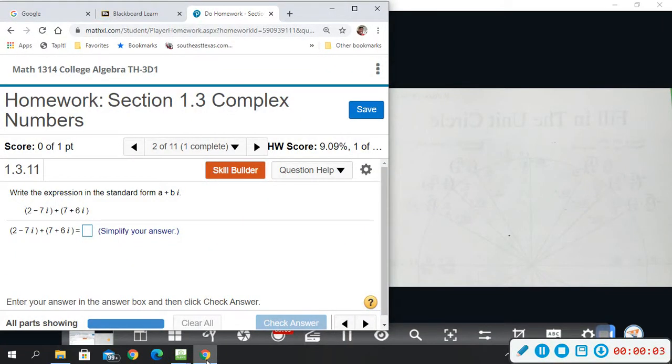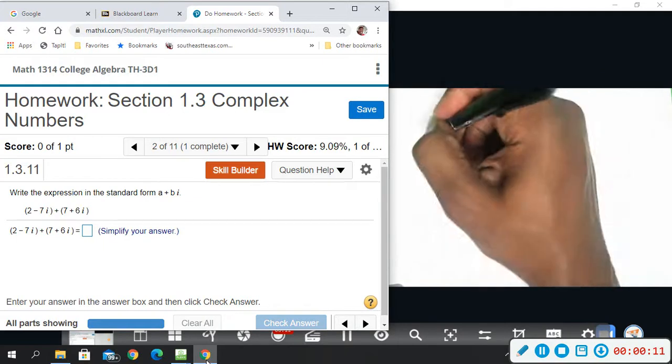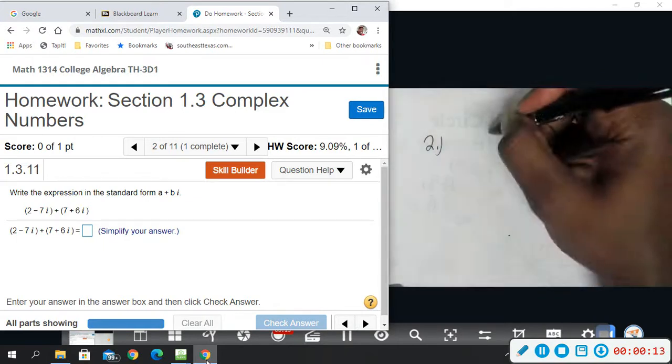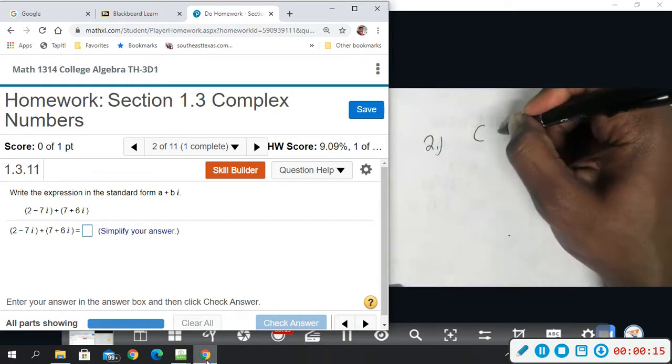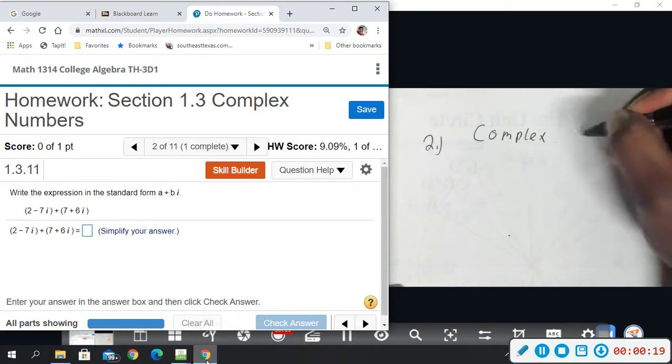All right, number 2, we want to write the expression in standard form. Okay, so this is what we call a complex number. So now we're getting to that part. So let me talk about that real quick. I use the pound sign to denote number.